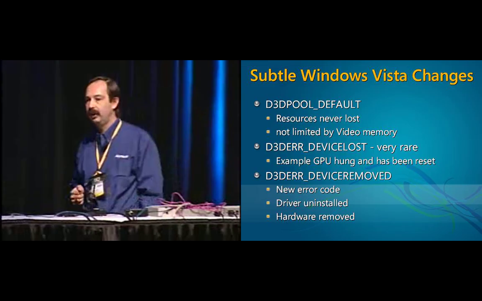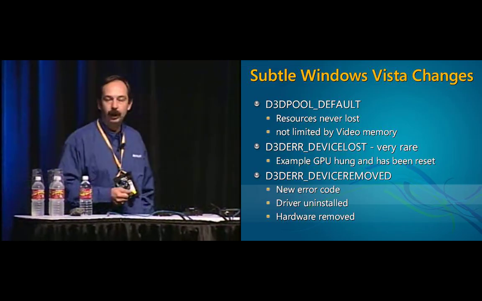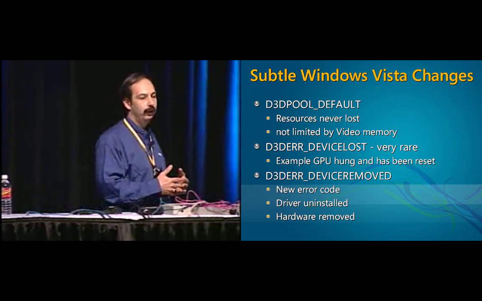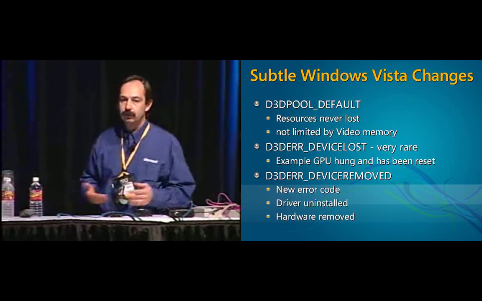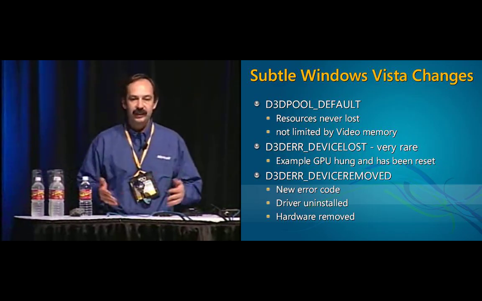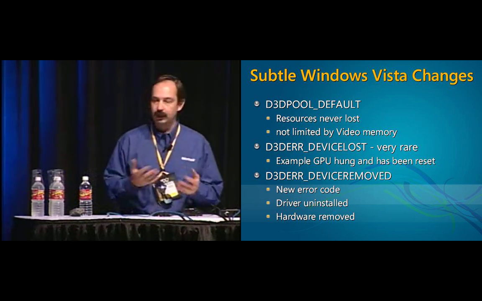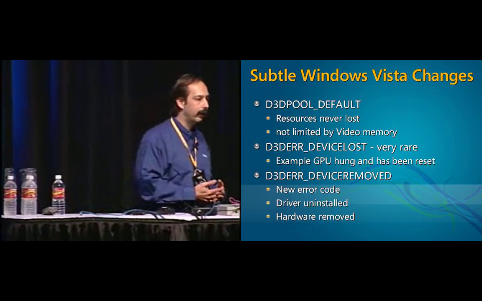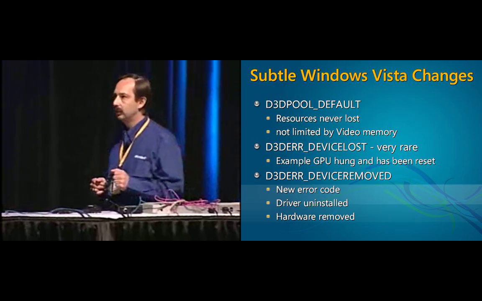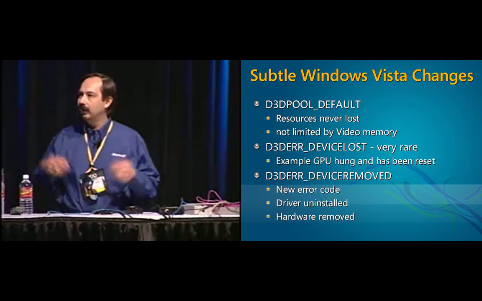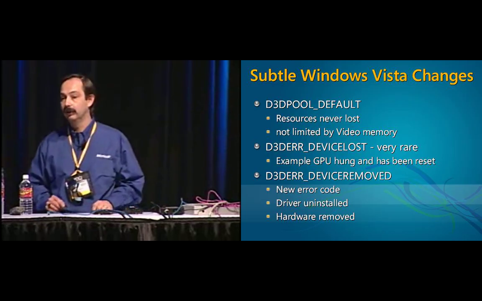So let's talk about the subtle changes of all the things I've just talked about. First being pool default. Remember, the pool default in D3D refers to things that wind up on the graphics card. Those resources now never get lost. They're always there. Unless the physical card itself crashes, you don't have to go recreate the resources or anything like that. You won't get a device lost. There's also no, quote, limit. So you're using the new APIs for Windows Vista, and you'll be able to allocate textures and other resources until you actually run out of page file.